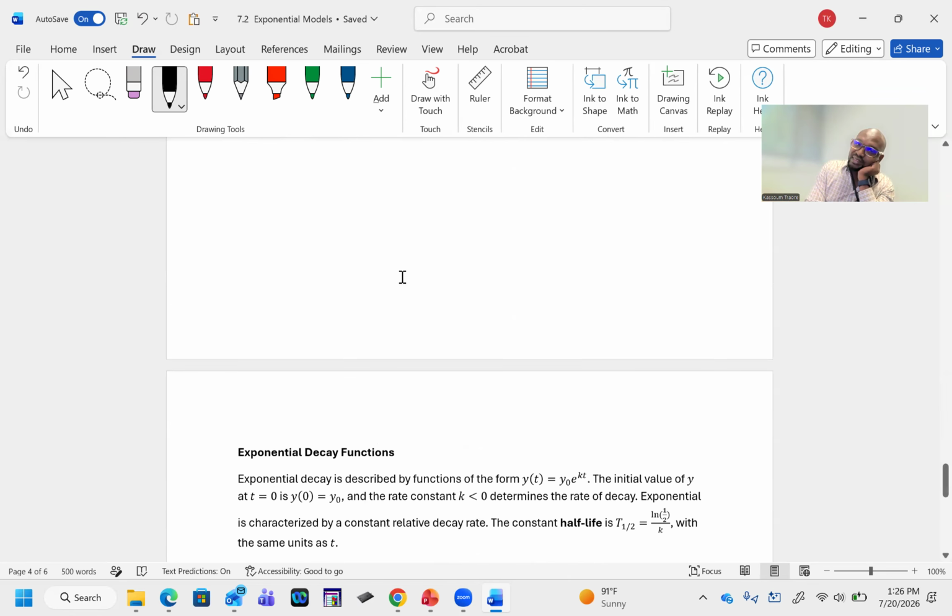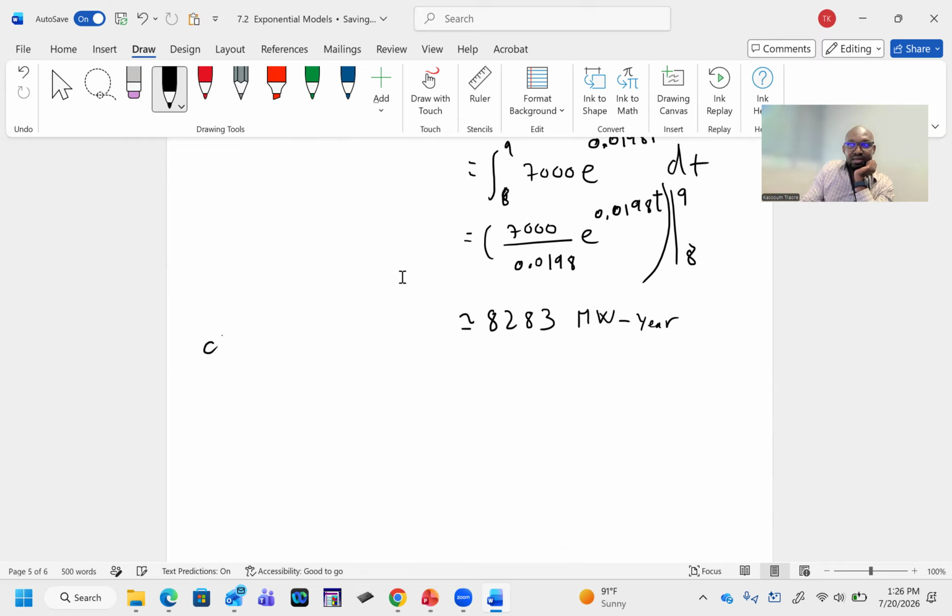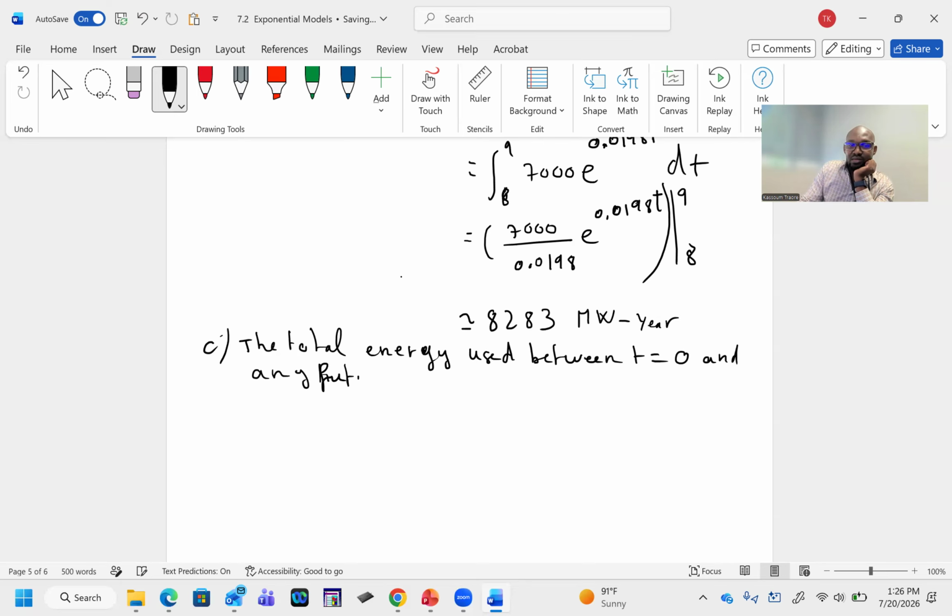replace. So the total energy use between t equal to 0 and any future time t is, let's call it again, E of t. It will be what? E0. E0 is what? The initial one, right?